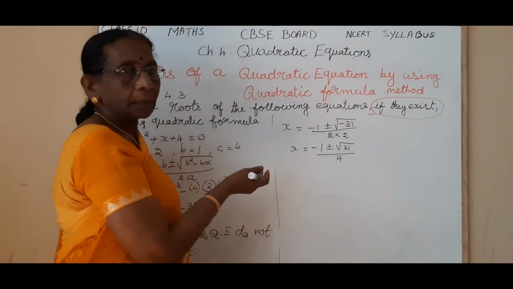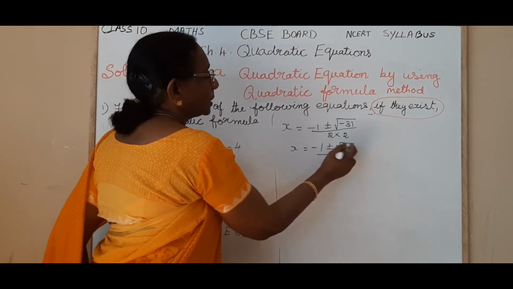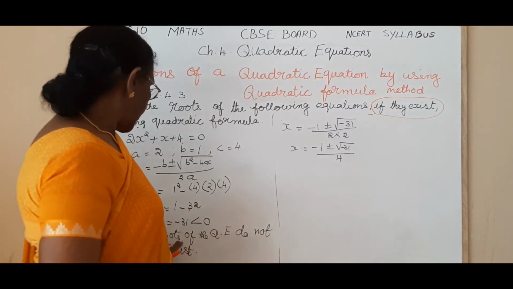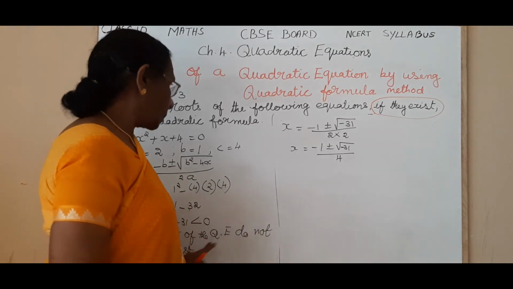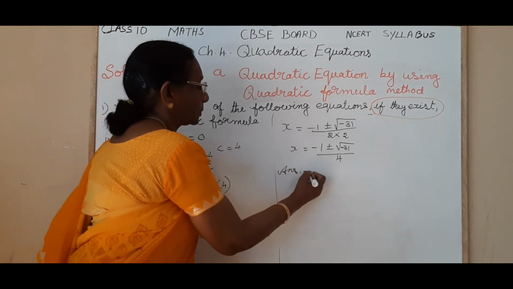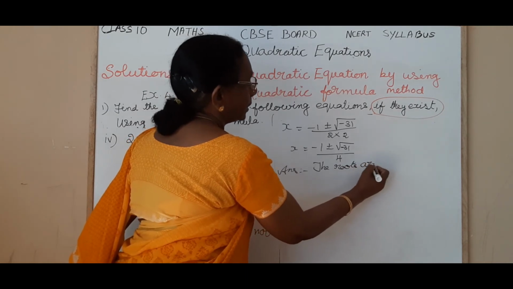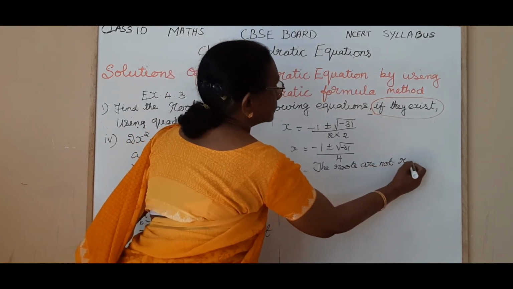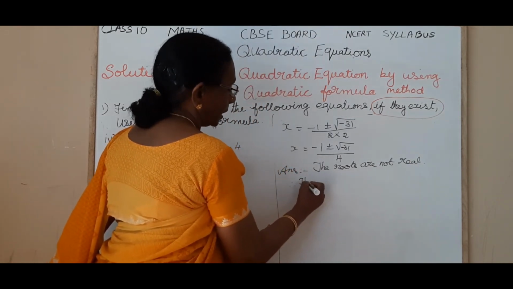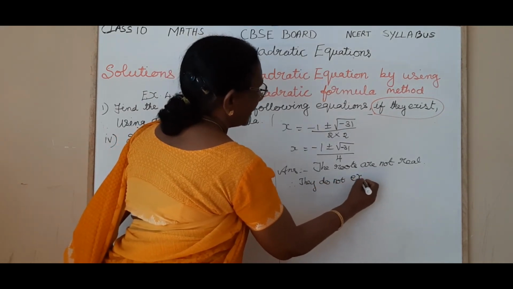Okay, you cannot say these are the roots because negative numbers do not exist. Okay, so this is the answer. Roots of the quadratic equation do not exist. Okay, the answer is what? The roots are not real. Therefore, they are not real numbers. Therefore, they do not exist.